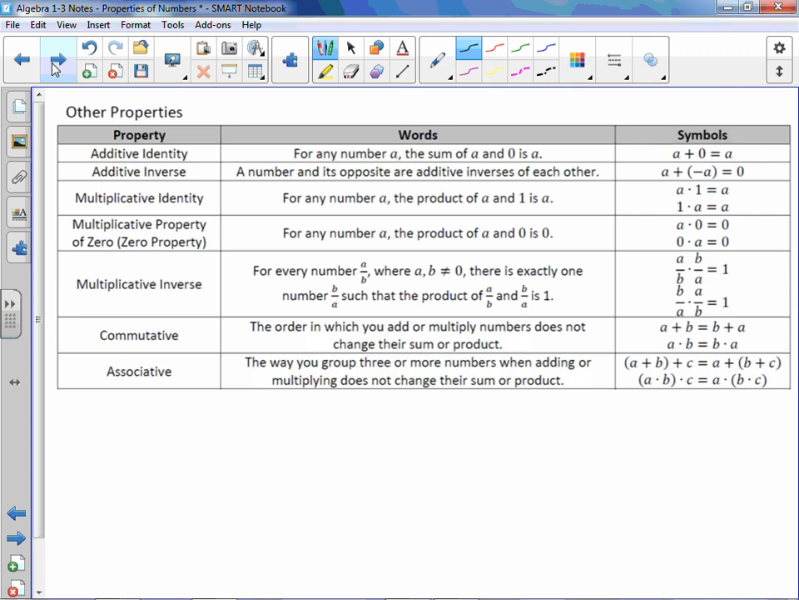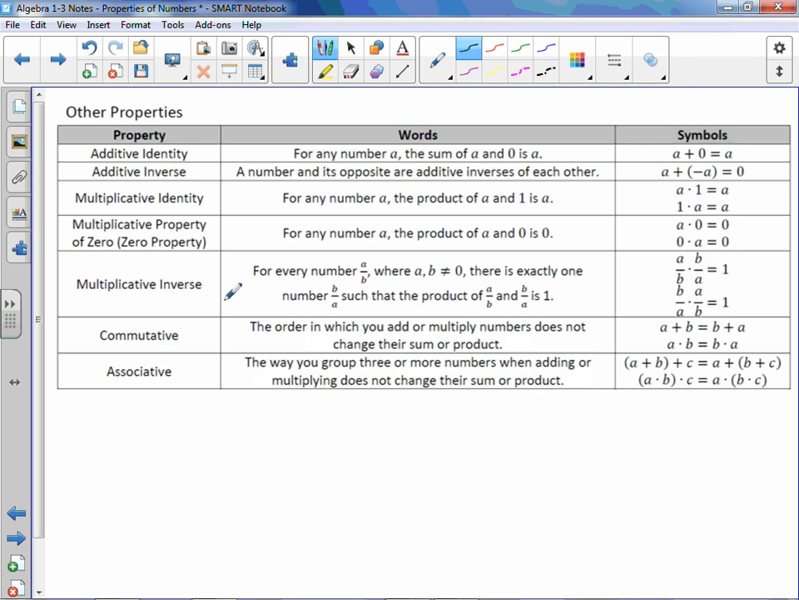Multiplicative identity. For any number A, the product of A and 1 is A. So multiply a number by 1 and you get that same number back. That's a multiplicative identity. The multiplicative property of 0, or 0 property, means that for any number A, the product of A and 0 is 0. Basically, when you multiply a number by 0, you get 0 in return. That's the 0 property.